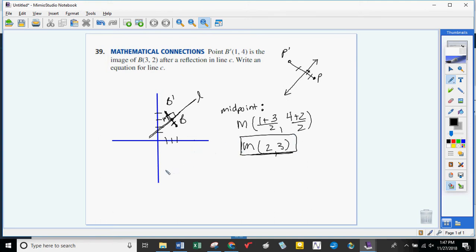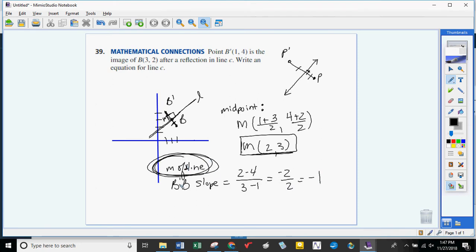Now, I need to know the slope, so this will be little m. I need to know the slope of my line. Well, if it's perpendicular, it's going to be the opposite reciprocal of B prime B. So B prime B slope will be the difference of the y coordinates over the difference of the x coordinates. So that means the slope of the perpendicular line, the slope that I need, is going to be positive 1.